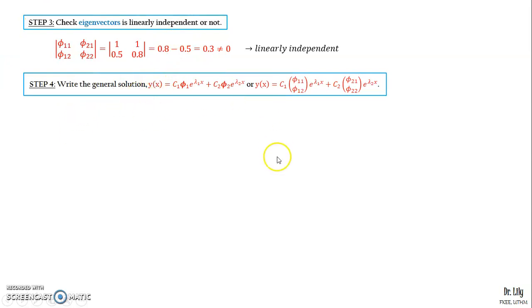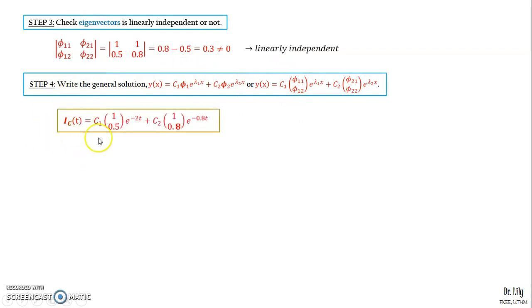You write the general solution. Okay, so, based on this formula, kita dapatkan nilai IC kita. So, complementary function for the current lah. So, C1 multiply dengan V1 adalah 1, 0.5. Lambda 1 kita adalah negative 2. So, that's why you ada exponent negative 2t. Plus C2 multiply dengan you punya V2 which is 1 and 0.8 multiply with exponent negative 0.8t. Okay, so this is your lambda 2 lah, negative 0.8.